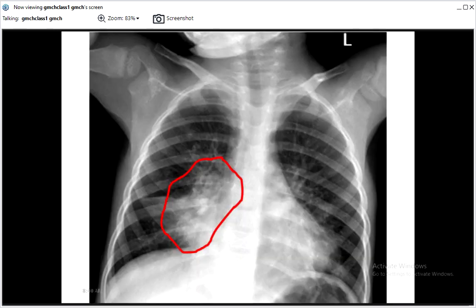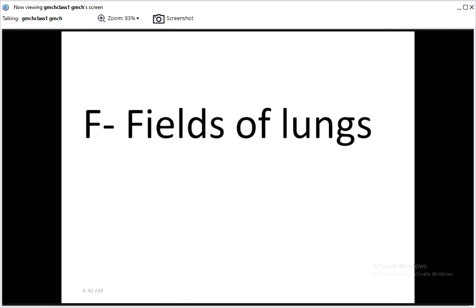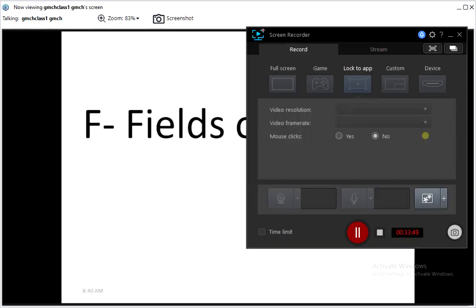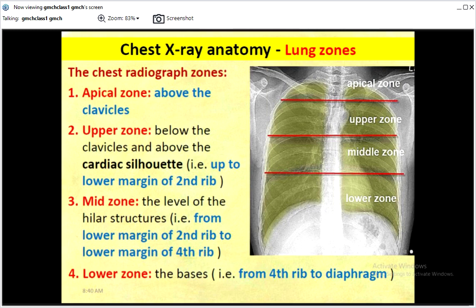Okay, so we have discussed the edges of the heart. Now coming to F. F stands for fields of lungs. So what are fields of lungs? This is the major chunk of the findings or description which you would be doing while presenting the X-ray. When you are giving a diagnosis on an X-ray, this will be the area you focus upon primarily. You can divide the radiograph of the lungs into 4 zones.